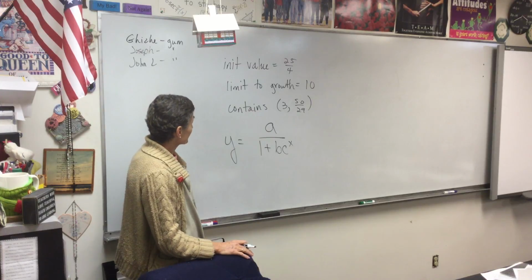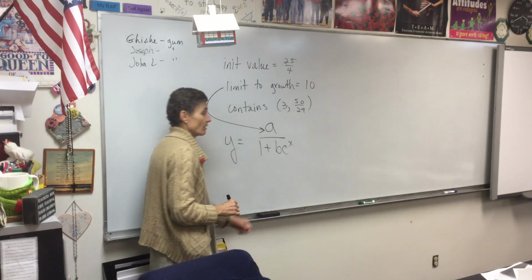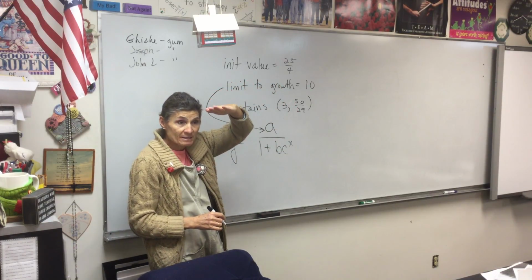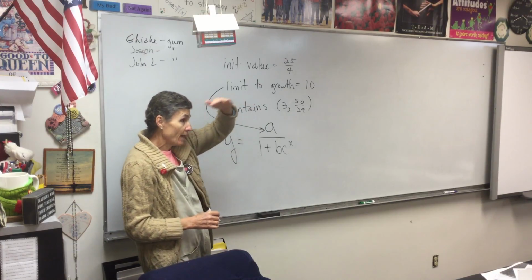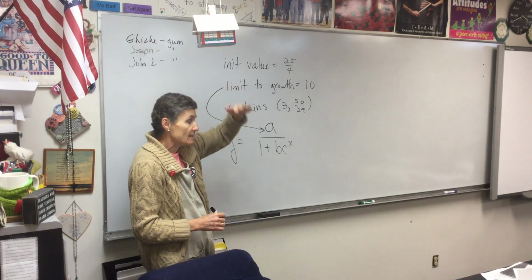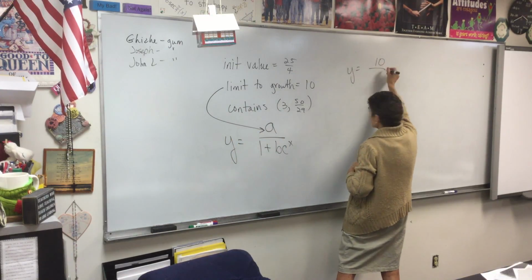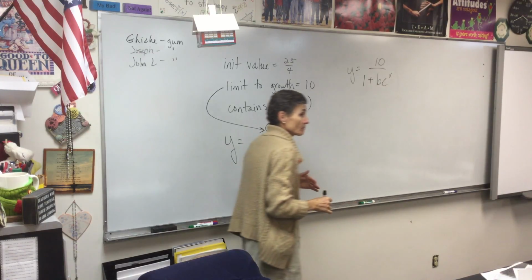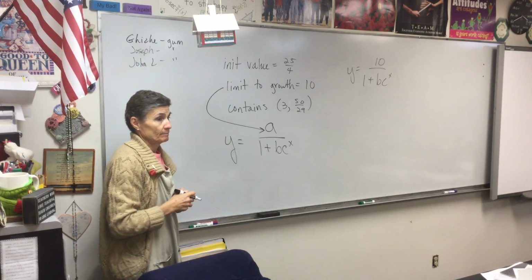Sam? Put the 10 on the top. The limit to growth is this number right here. And remember, graphically, the limit to growth is the top asymptote. So if you were going to graph this, you'd have your horizontal asymptote at 10. That's like the ceiling, the cap on it. So we already know our equation is 10 over 1 plus BC to the x. Okay?